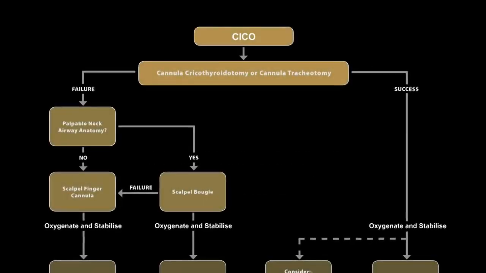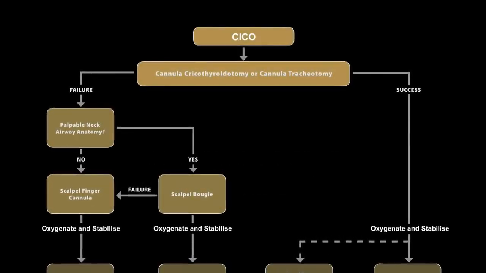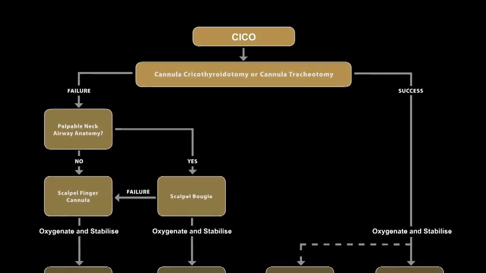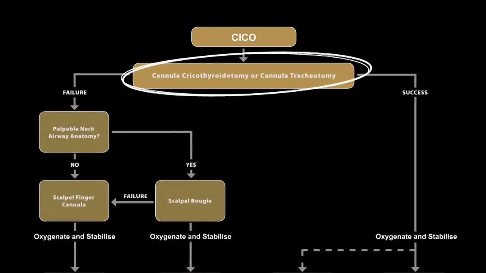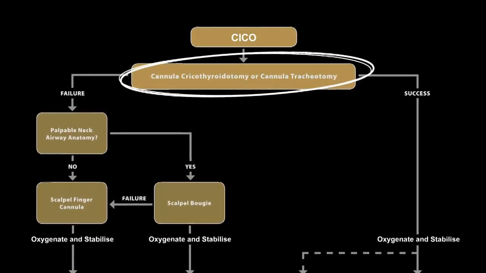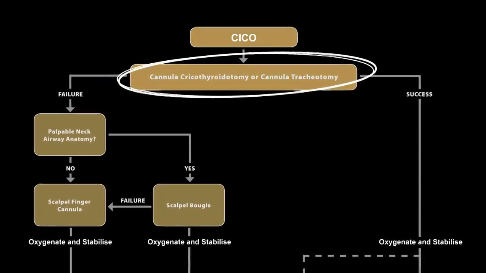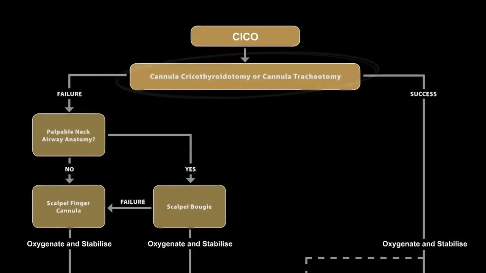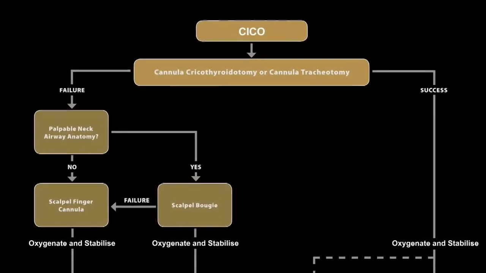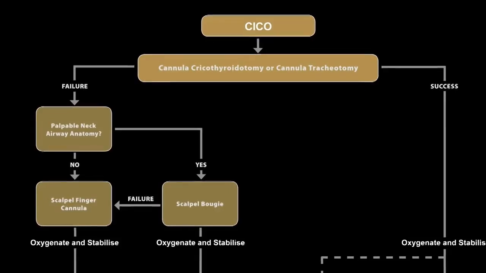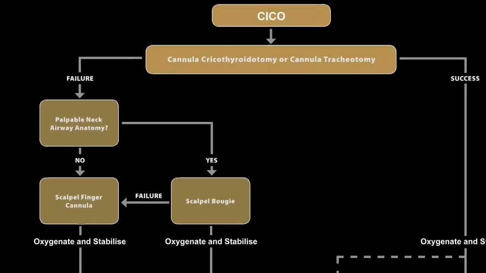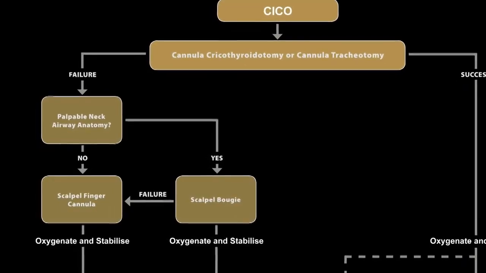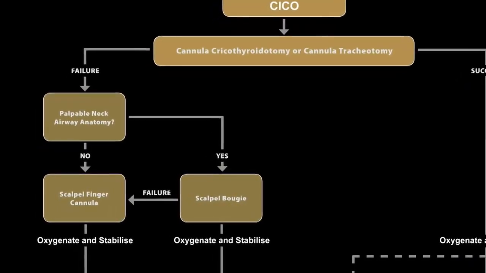In a can't intubate, can't oxygenate scenario, the anesthetist should immediately undertake a cannula cricothyroidotomy or cannula tracheotomy to achieve safe, simple, and fast oxygenation of the patient. If a cannula technique fails after a maximum of 3 attempts, or it is not successful within 1 minute, whichever comes first, the anesthetist should move to the left of the algorithm.